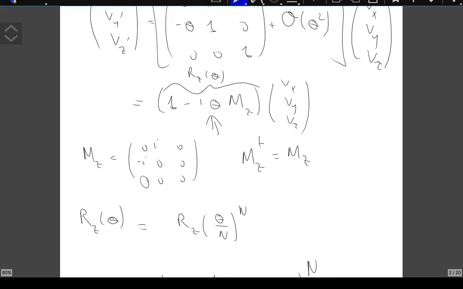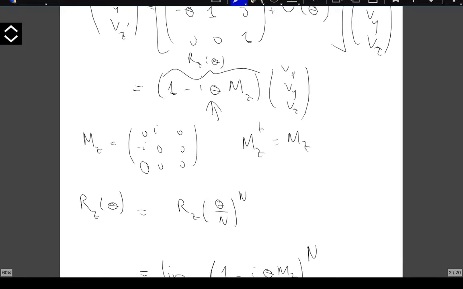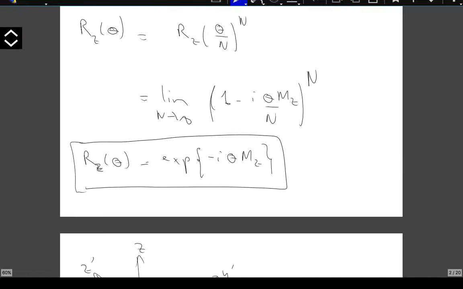These are defined to be Hermitian, and if you consider rotations in the xy plane, it's just a matrix with only two non-zero entries. All the other entries are zero. And the operator that creates rotations around the z-axis is given by this exponential.